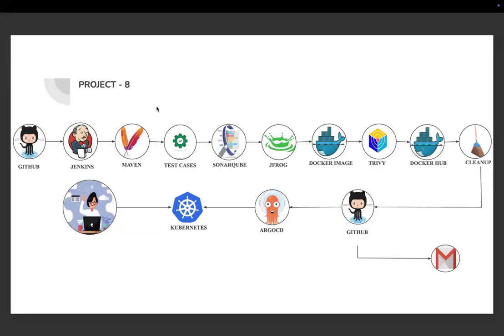In the third stage, our pipeline is going to execute the test cases that are present as part of our Spring Boot application. These test cases are written by the developers. These are unit test cases. They use frameworks like Mockito, PowerMock, and JUnit to write the test cases, and these will be executed as part of the third stage of this pipeline. Once the test case execution is successful, the next stage will be executed.